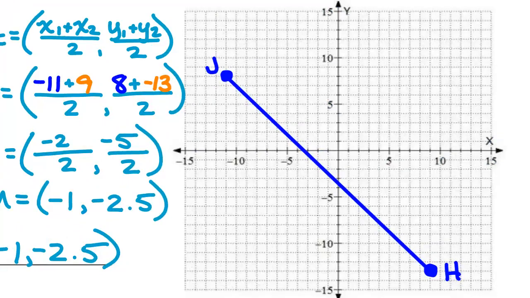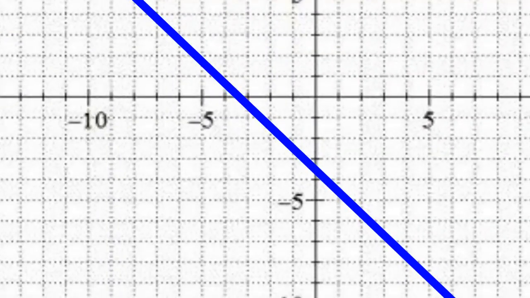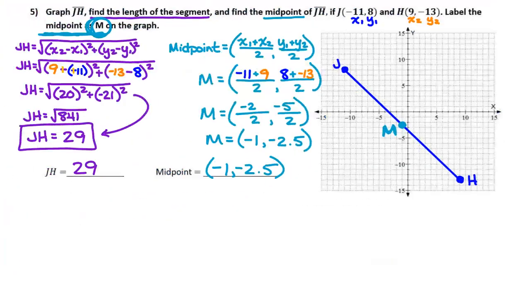Then I'm going to come over to this graph. Negative 1 goes to the left 1, and then down 1, 2, and halfway down to 3. So in between negative 2 and negative 3. Putting that point there is important, but you also have to label it. Make sure you take the time to label that point. That will count for points when you're on the test.